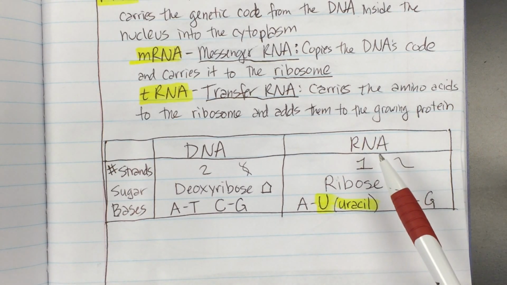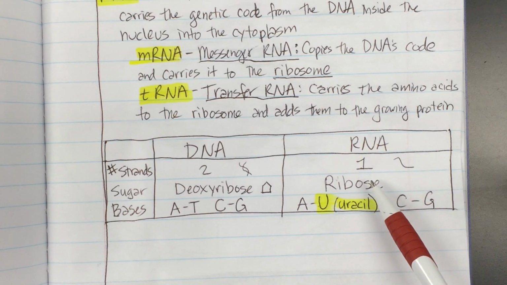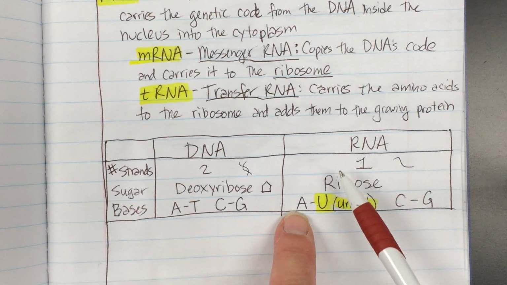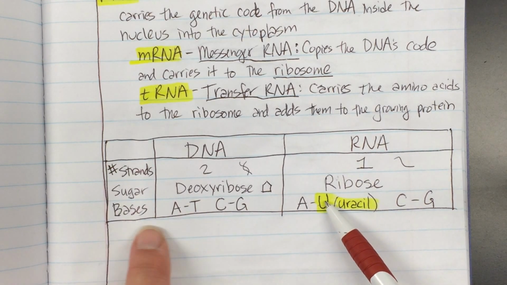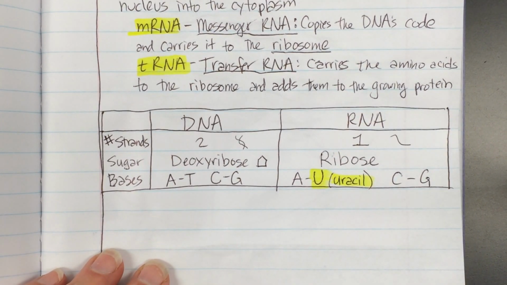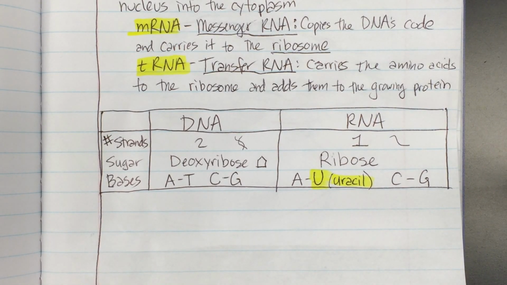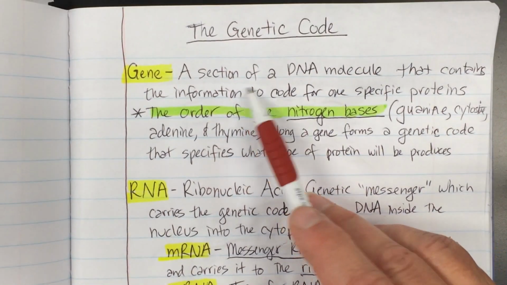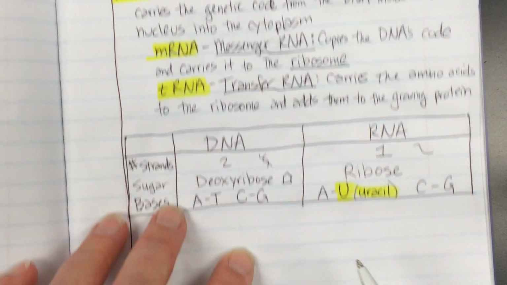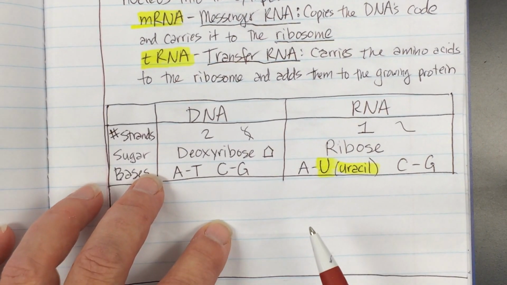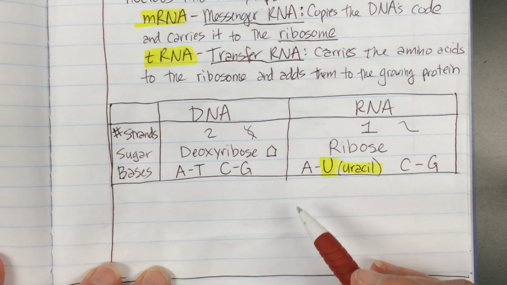Okay, 3 main differences. RNA has only 1 strand. Its sugar is ribose, and instead of T, we have U for uracil. So every time you see an A with RNA, it's going to go with U. Every time you see an A with DNA, it's going to go with T. Okay, there's one last thing that's very important, and that is, how does change occur over time? How do we have mutations? Well, it's just a change in the code. Remember, it's a section of DNA, a change in the code, and it's the nitrogen bases that make the difference. So if we just have a tiny change in those codes, that's how we get mutations.